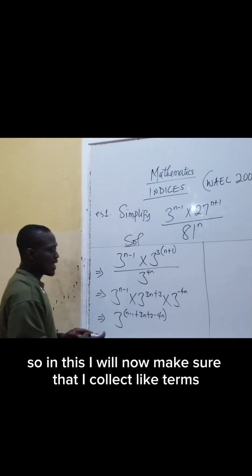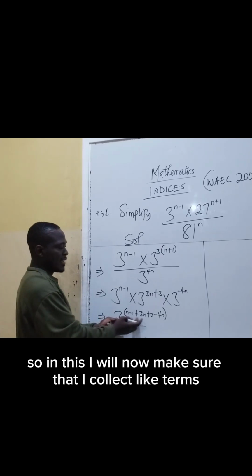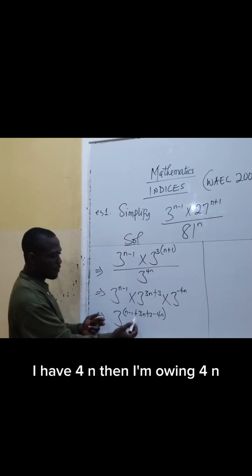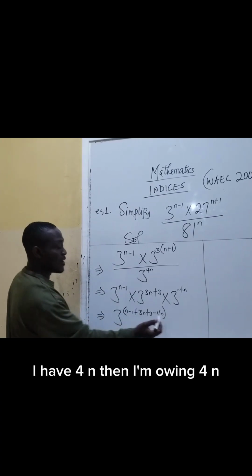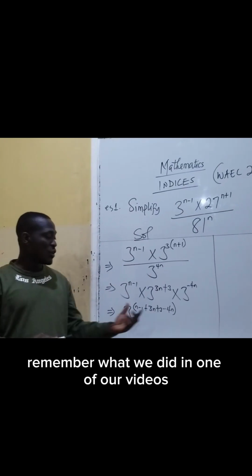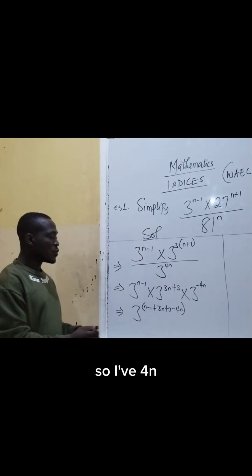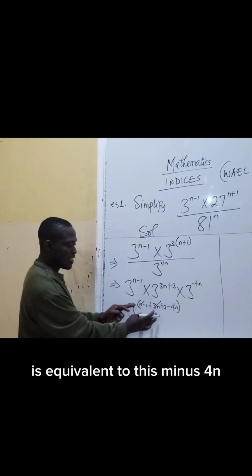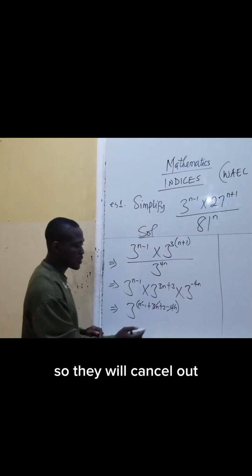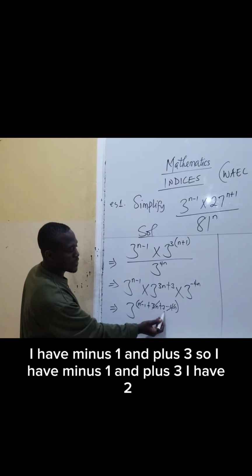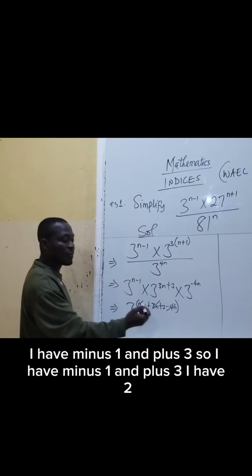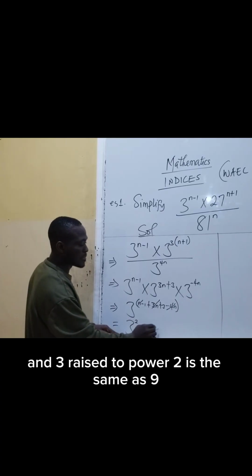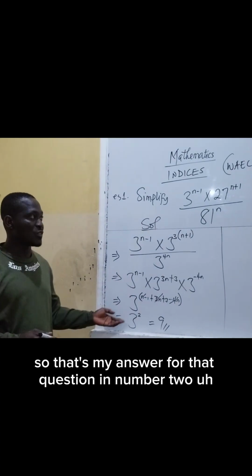So in this, I will now make sure that I collect like terms. This is my n, 1n plus 3n, I have 4n. Then I'm owing 4n. Remember what we did in one of our videos where we talked about directed numbers. So I have 4n, I'm owing 4n. So this n and 3n is equivalent to this minus 4n, so they will cancel out. I have minus 1 and plus 3, so I have 2. So what I have left is 3 raised to power 2, and 3 raised to power 2 is the same thing as 9. So that's my answer for that question.